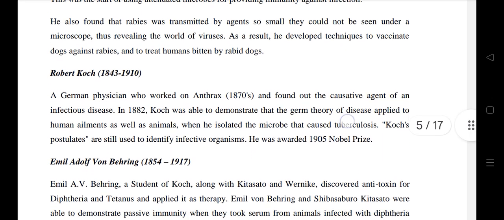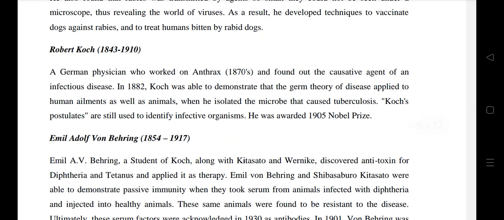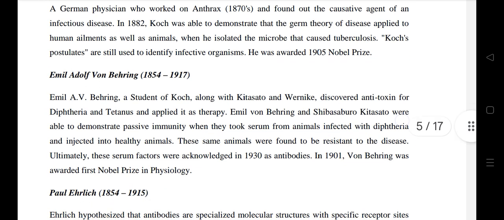Robert Koch, 1843 to 1910, a German physician, worked on anthrax in the 1870s and found the causative agent of an infectious disease. In 1882, Koch was able to demonstrate that the germ theory of disease applied to human ailments as well as animals when he isolated the microbe that caused tuberculosis. So, Koch's postulates are still used to identify infectious organisms. He was awarded the 1905 Nobel Prize.